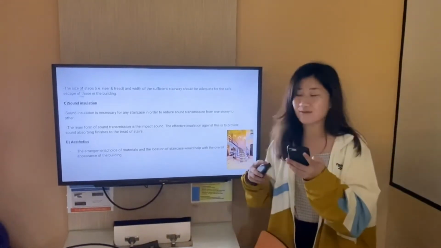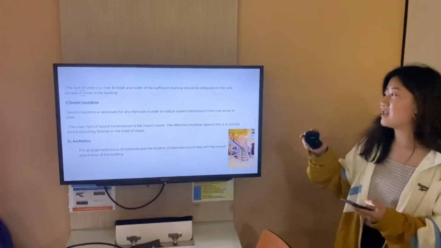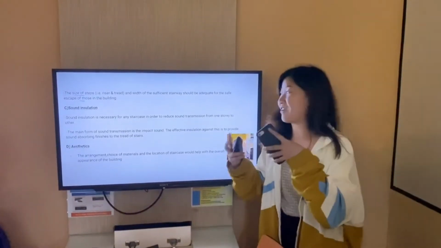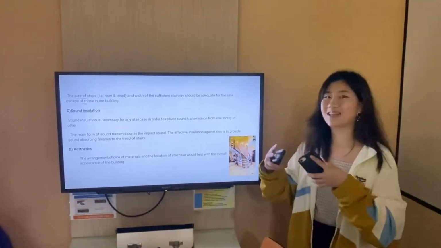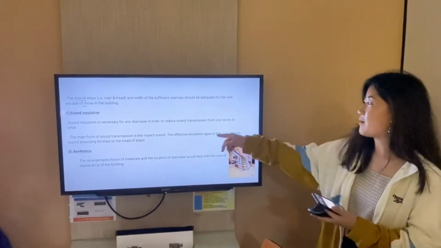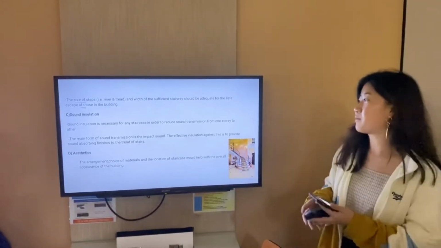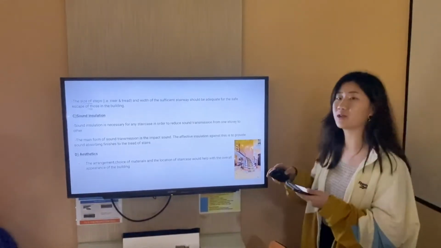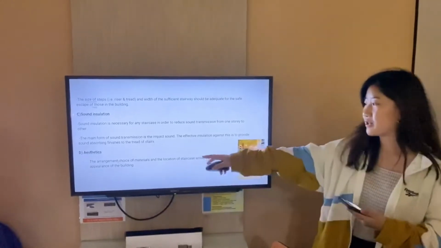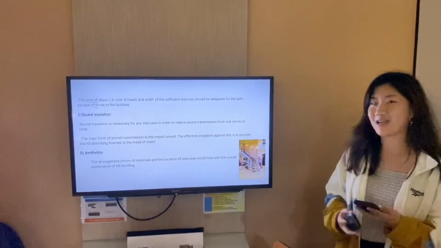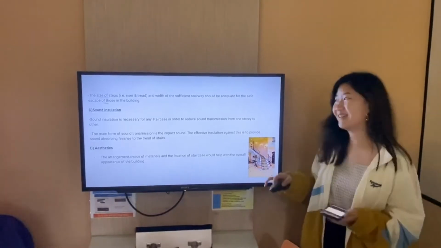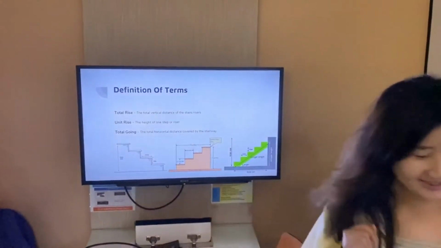Stairs must also have sound insulation, as whenever you step on stairs, there's noise. In order to reduce sound transmission from one storey to another, you must have effective insulation, and provide sound absorbing finishes to the tread of the stairs. The stairs must also look aesthetic, as the arrangement, choice of materials, and location of the staircase help with the overall appearance of the building.